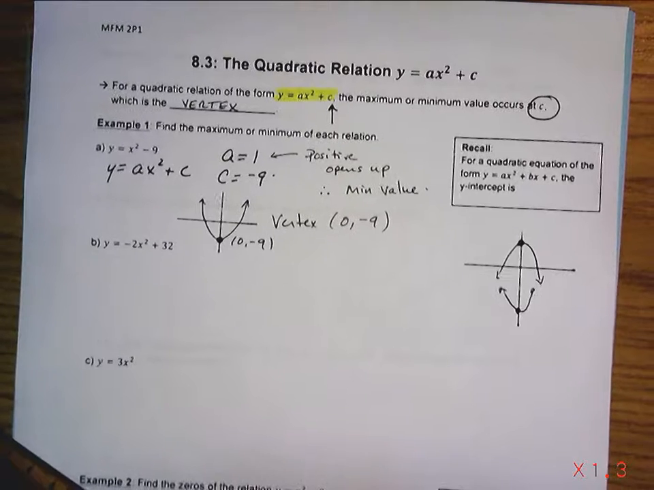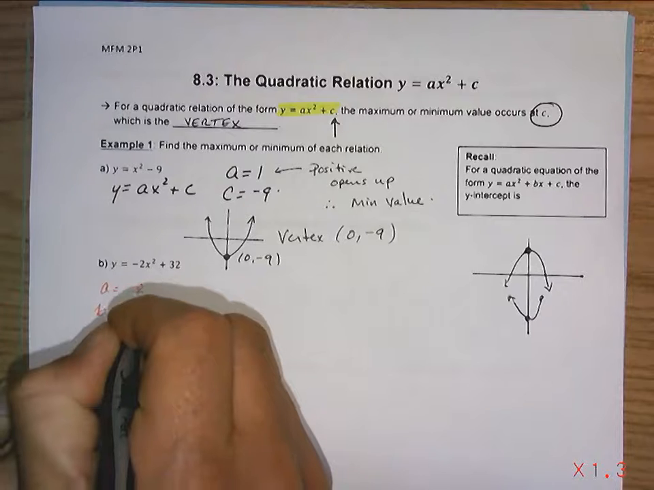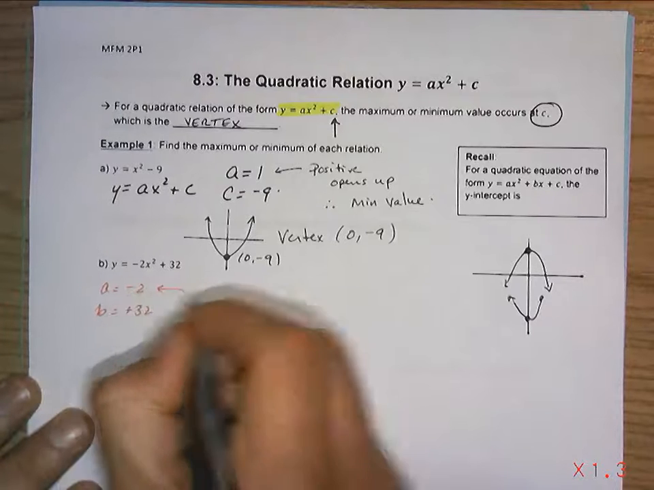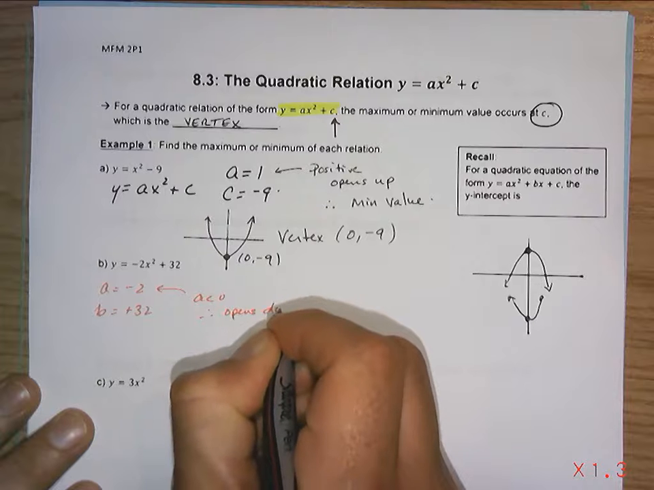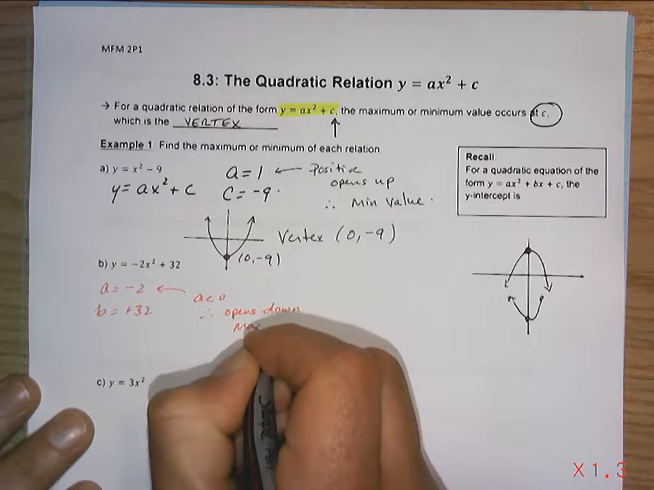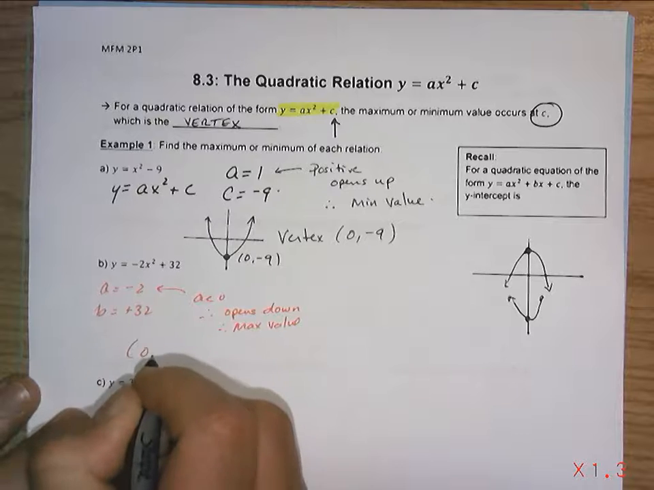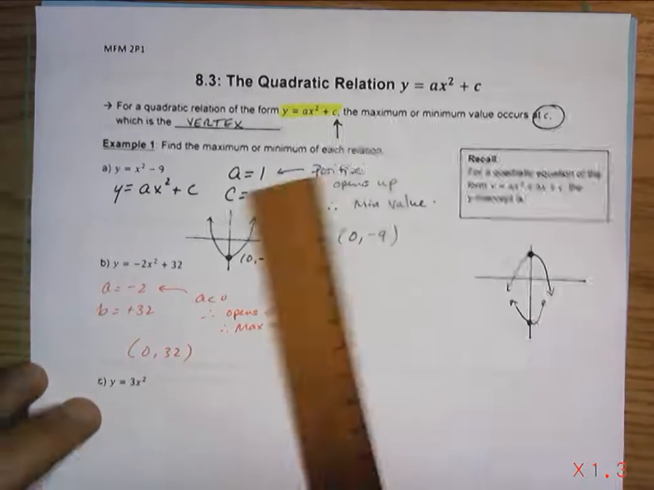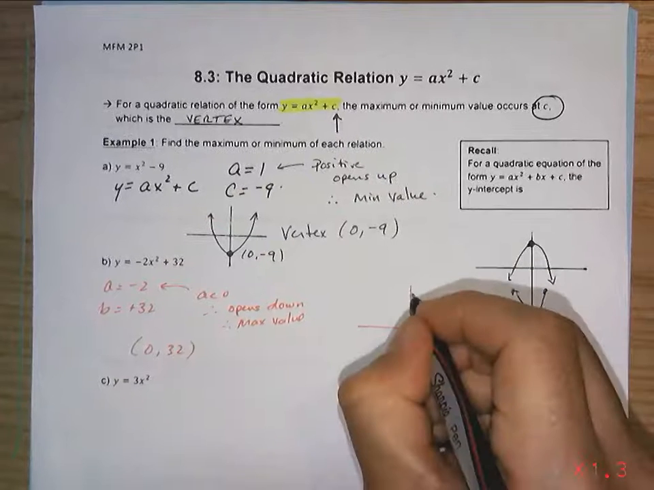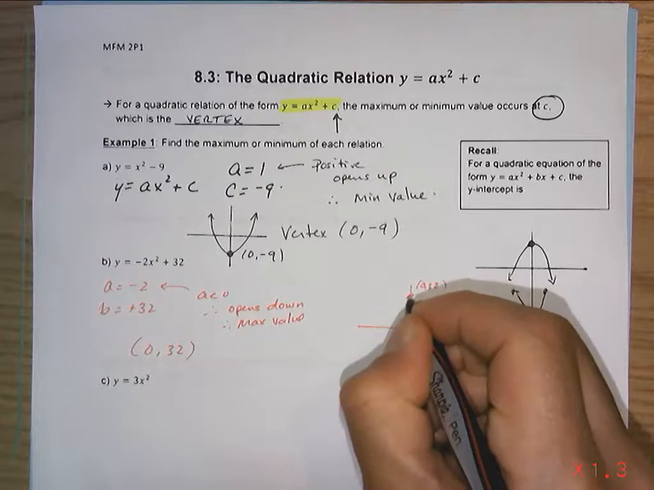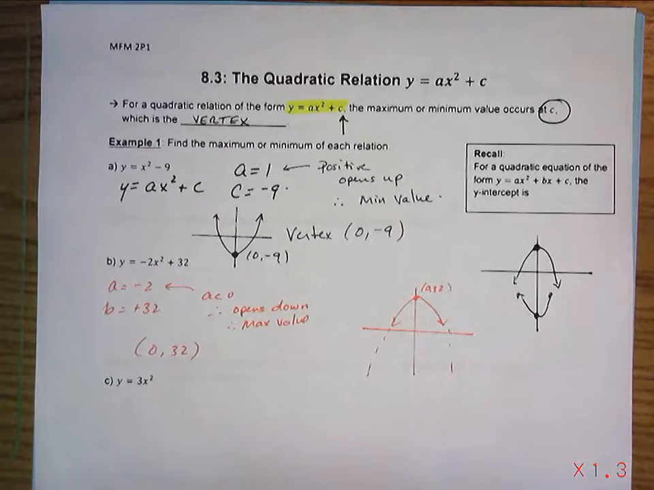Just grabbing a different color here. In this case, a equals negative 2 and c equals positive 32. So a is less than 0, and therefore it opens down. If it's going to open down, then there's going to be a maximum value, and that maximum value is going to occur at (0, 32). So this particular one that I'm drawing is going to look like this: (0, 32), and it opens down. It's going to continue to go down and down, and cross the x-axis and all that good stuff.